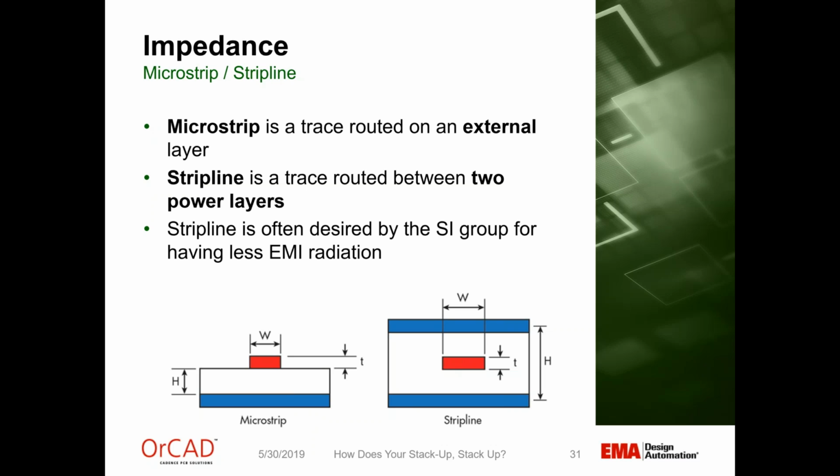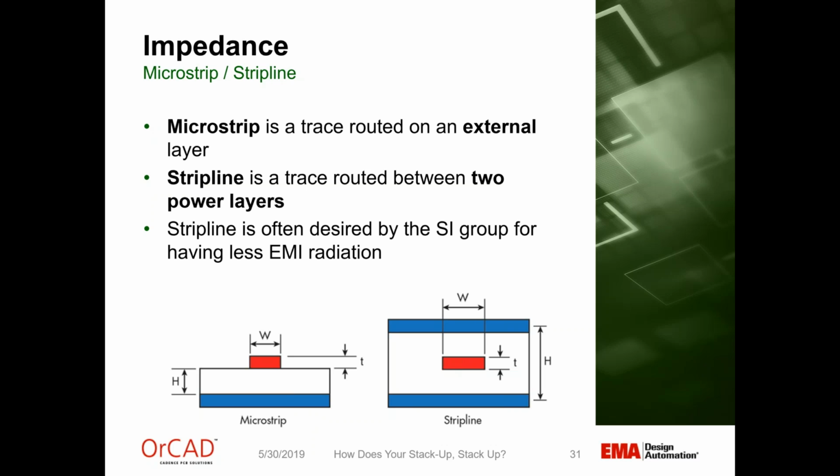So a microstrip, first off, we'll just define what a microstrip is. A microstrip is a trace routed on an external layer. So you only have 2 of those external layers at most. You have a top and a bottom, and every other layer where signals travel are going to be strip lines. So strip lines are internal layers, and they're often routed between 2 power layers.